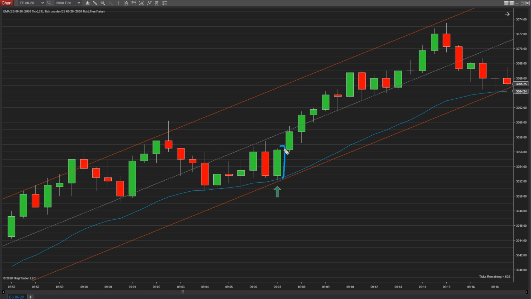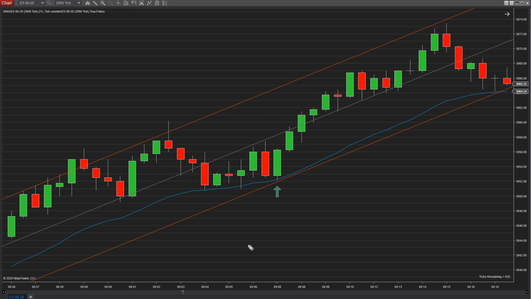This is a really good example where right here we have a two-legged pullback, which would have been great to catch because we are in that uptrend. But you can see here it's an inside bar, and so we wouldn't have actually taken that trade. But now that we have a two-legged pullback here to the short side that failed, it still allows us to jump in on this move right here.